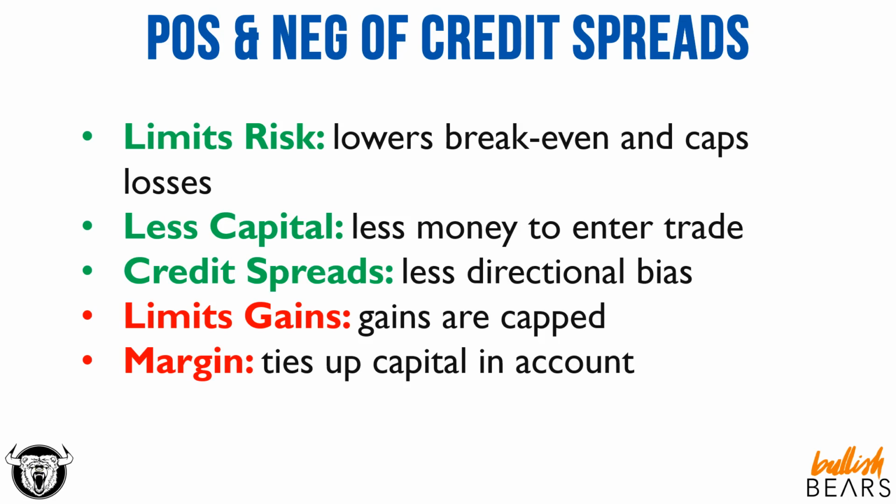Something that's a negative is there are caps. Your gains are capped, so there's not an unlimited amount that you can make. Like with anything, don't get too greedy. It's nice to want to make unlimited profits, but that's also not realistic. So a negative is it does limit your gains. And then margin: it does tie up quite a bit of margin in your account, depending on your account size. If you have a smaller account, there are fewer credit spreads that you can implement at one time. If you have a bigger account, there's more that you can do.